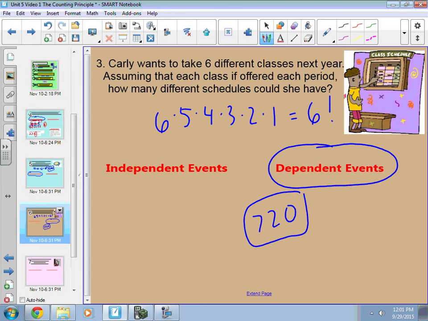that Carly could take. So the factorial button figures out that multiplication for you. You should be able to find it on any TI calculator under the probability menu. If you have a TI Nspire, it's on your right-hand side down by the keypad.